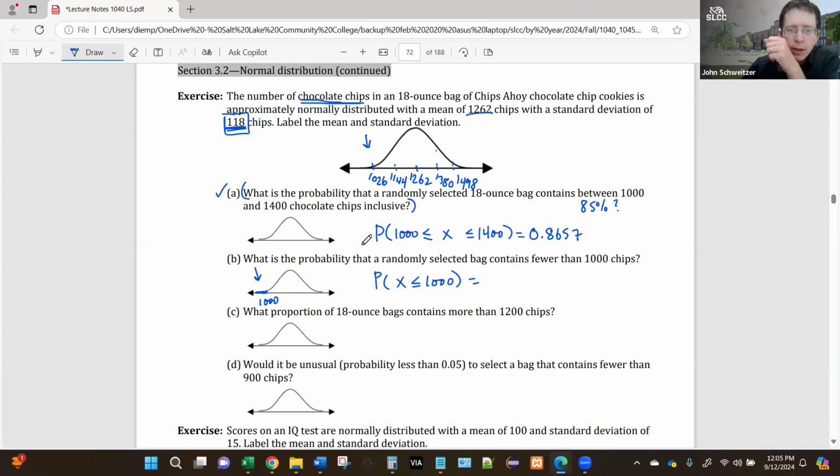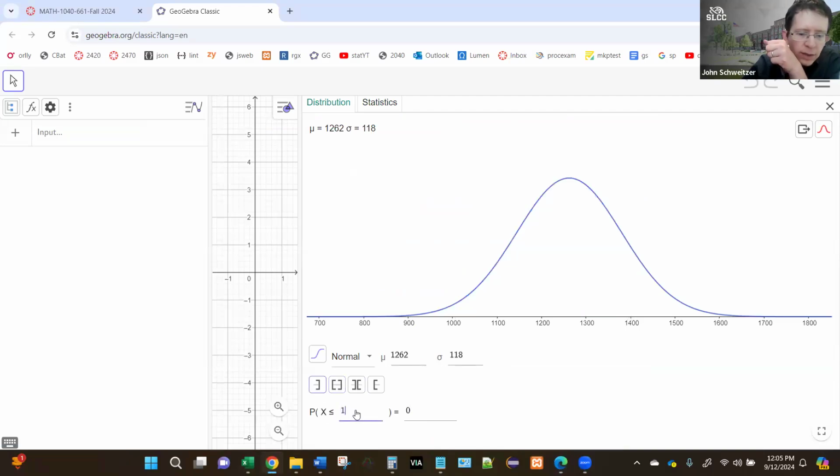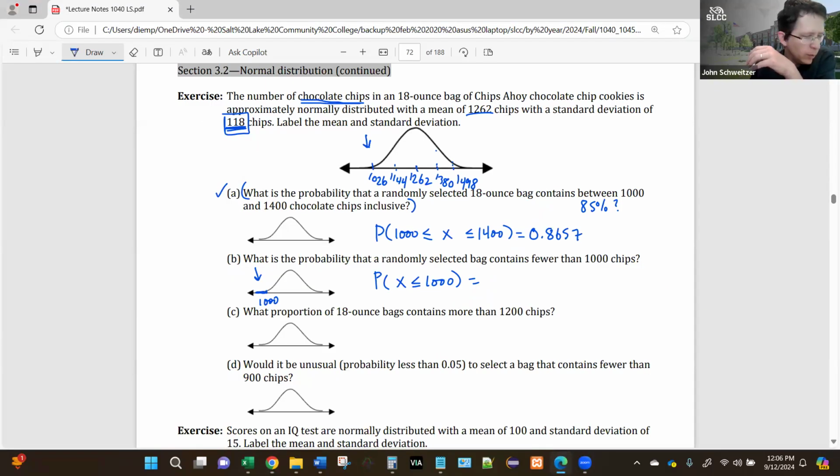What is that probability? Okay, so that's the probability of our quantity, the number of chips, being less than or equal to 1,000. So we don't need to guess. We can ask GeoGebra, right? We go less than 1,000 is a value in the distribution. Okay, and then the proportion, the area, the percentage, the probability, those are the numbers that are output on the outside. So it's 0.013. Okay, so 0.0132 to the fourth decimal place.